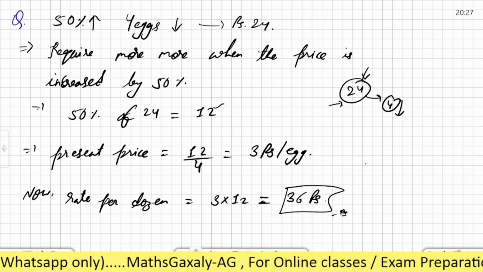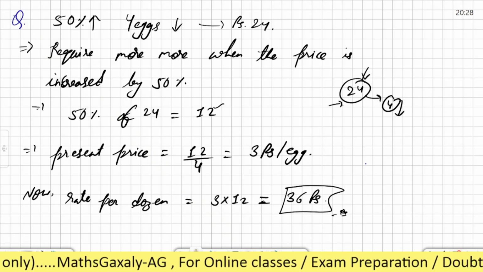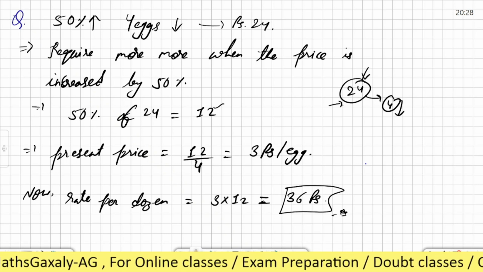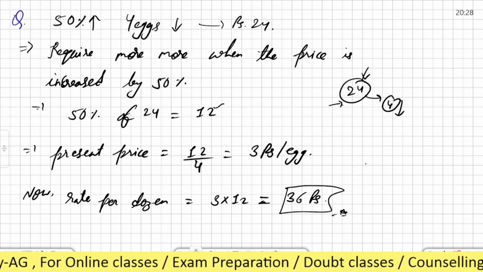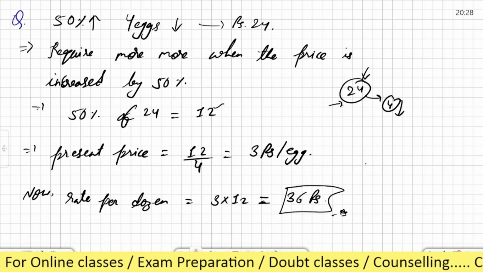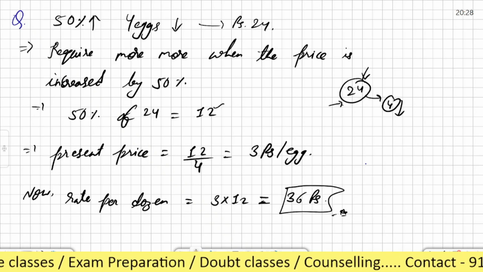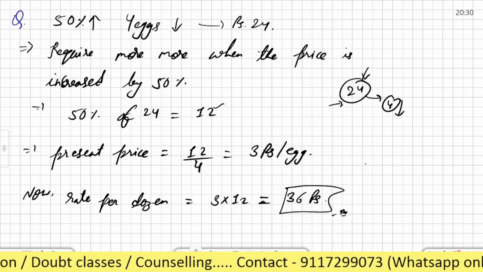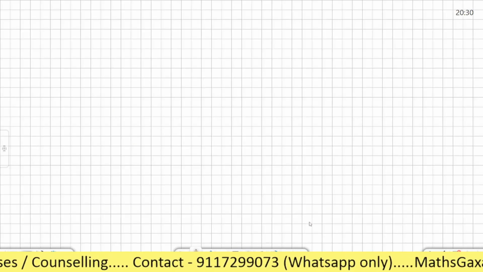The 12 is the increased price, and on 12 we are getting 4 less eggs. So 12 divided by 4 means 3 rupees per egg. Okay, that's increased. So rate per dozen will become 3 into 12, that will be 36. Is it clear? Yes, sir. Or any doubt? No, sir. Then please note it down. Then try a question.